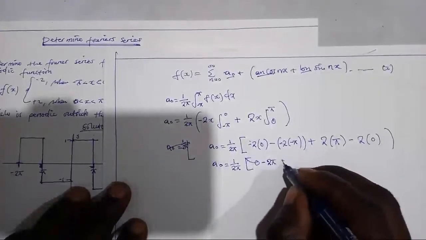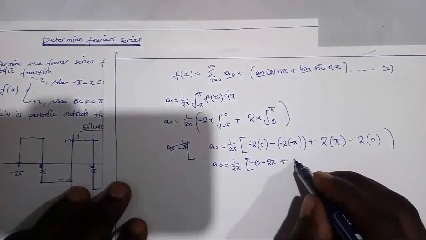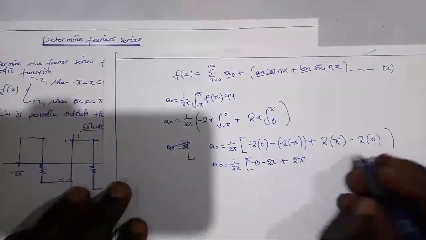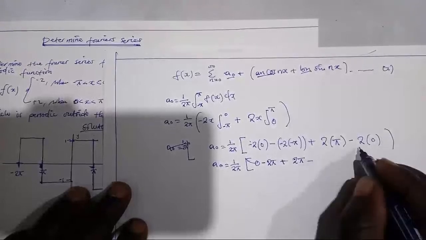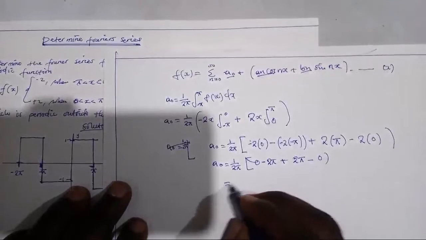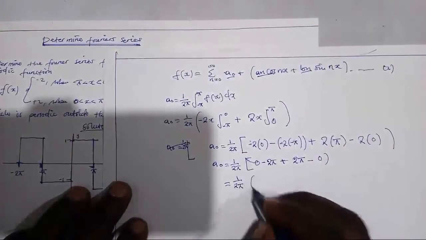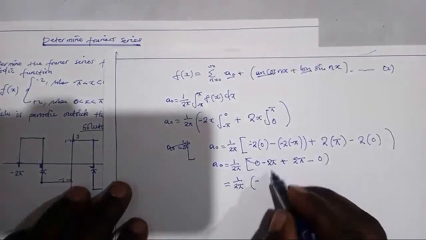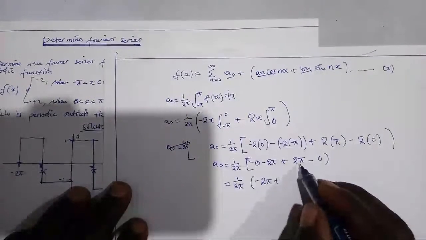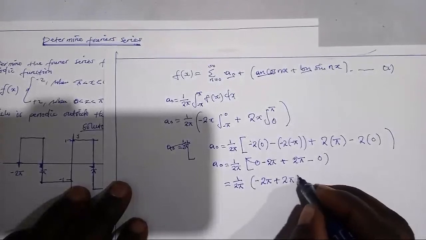Then plus here you're going to have 2 times pi, you're going to have 2 pi. Then minus 2 times 0, we are going to have 0, okay. In which a sub 0 will be equal to 1 over 2 pi, then open bracket, minus 0 minus 2, you're going to have -2 pi, okay. Then plus 2 pi minus 0, you're going to have 2 pi, okay.